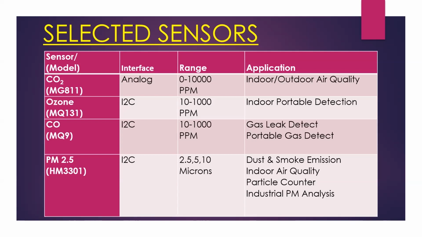As far as the applications, we thought that was important just to spell that out a little bit. So for example, the carbon dioxide could be used as an indoor or outdoor air quality sensor. The ozone was considered an indoor portable detection device. The carbon monoxide is a typical gas leak detectant or portable gas detectant. And the particulate matter came under a variety because it was a little more robust. It could be used in dust and smoke emission applications, indoor air quality, and industrial particulate matter analysis.